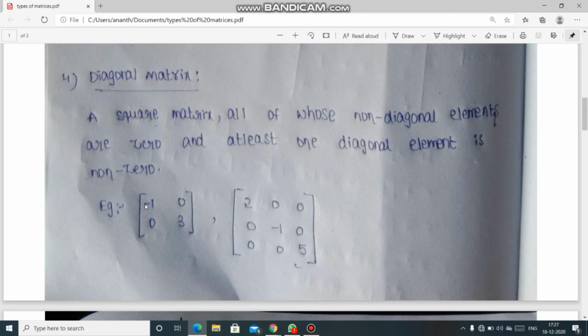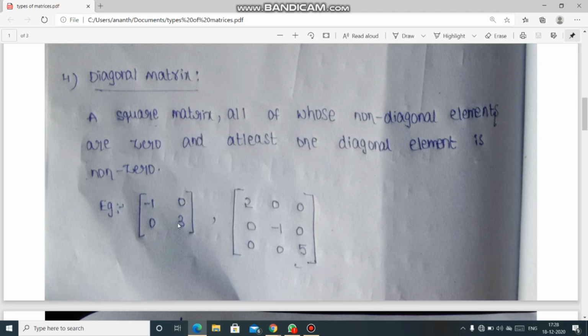For example, minus 1, 0, 0, 3. Here this matrix has 2 rows and 2 columns. It is a 2 by 2 matrix and also a square matrix, and all of whose non-diagonal elements are 0. Here minus 1 and 3 are diagonal elements and the remaining zeros are non-diagonal elements. So this matrix is a square matrix, the non-diagonal elements are 0, and at least one diagonal element is non-zero. For example, minus 1, minus 1, 0, 0, 3.